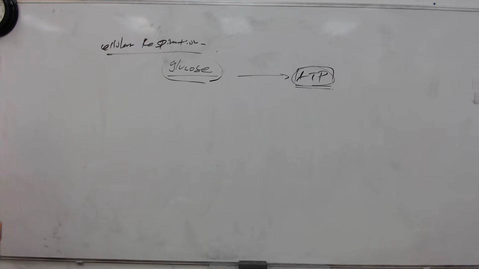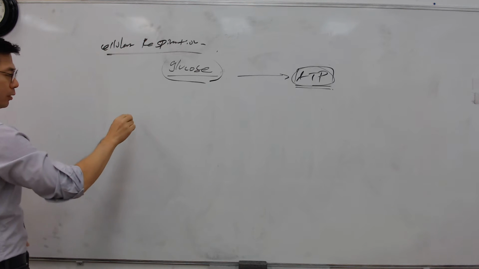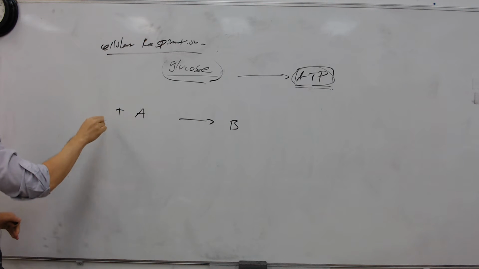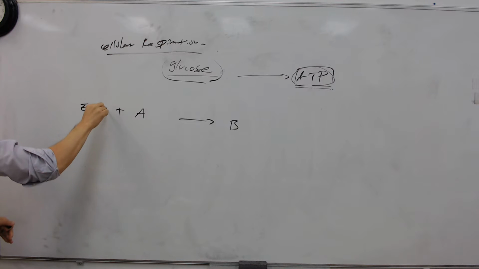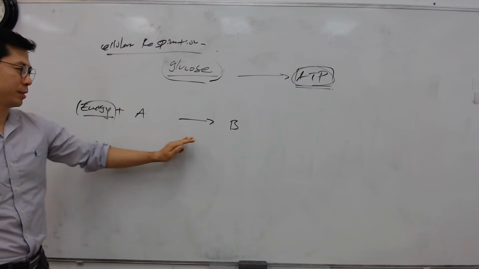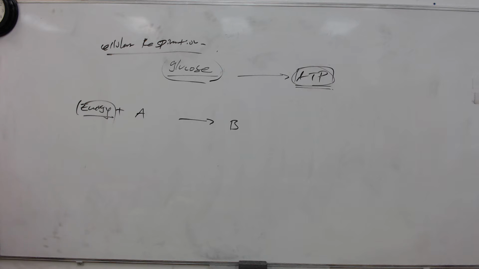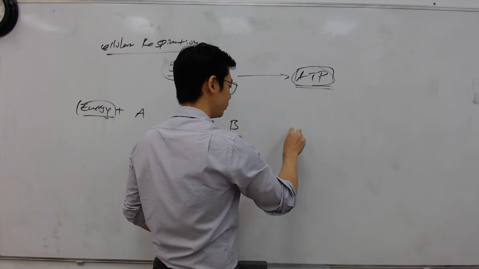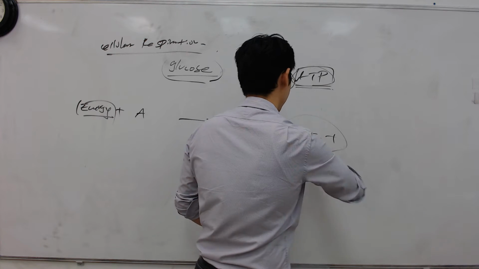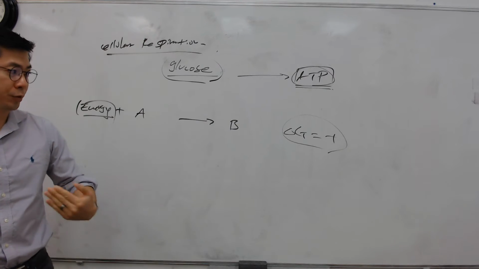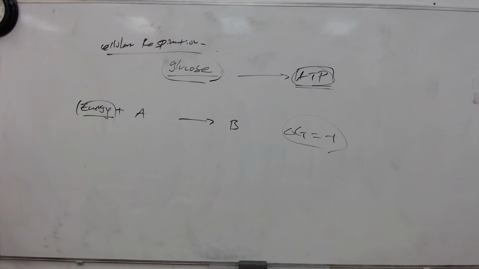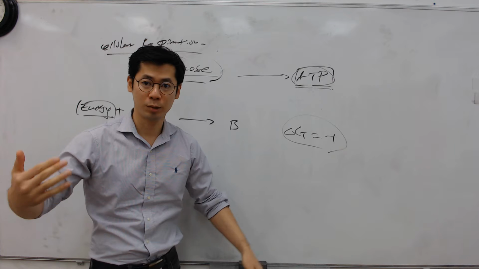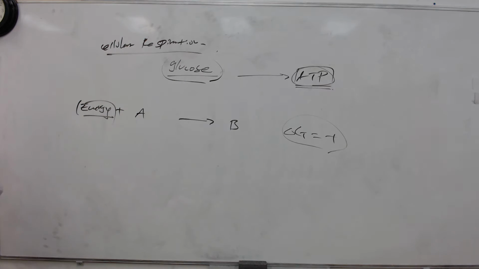Tracking back over what we discussed, for example, A turns into B. This is an endergonic process overall. An endergonic process is one where delta G is a positive value. If the change in free energy is positive, that's an endergonic reaction, which, from a chemistry perspective as well, is a non-spontaneous reaction. It doesn't happen on its own.